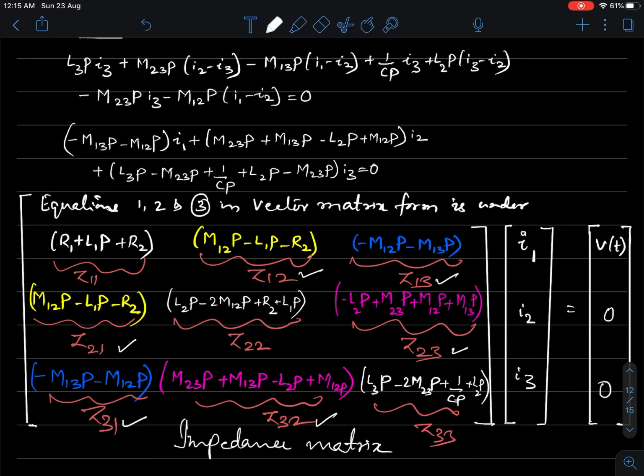So that completes the problem on mesh analysis. I suppose this problem is understood. If this is understood, you can do similar problems.